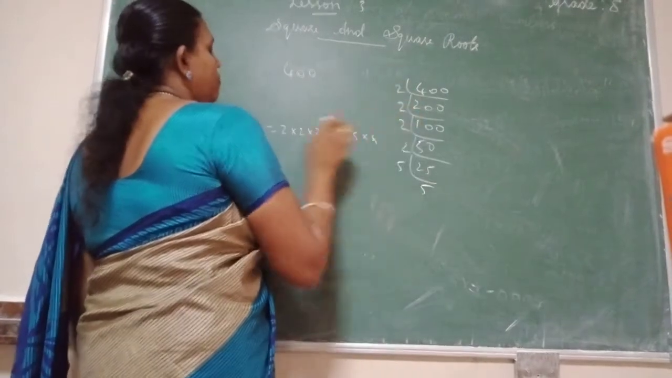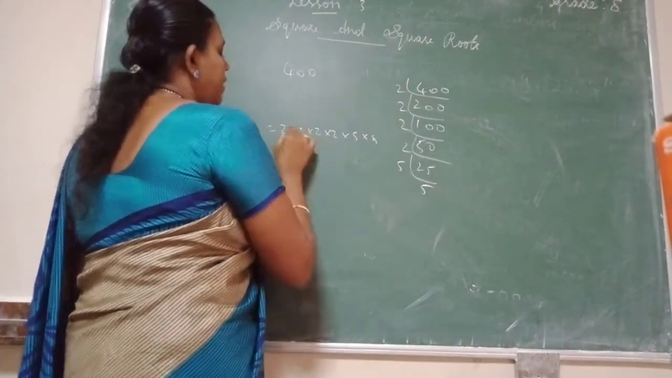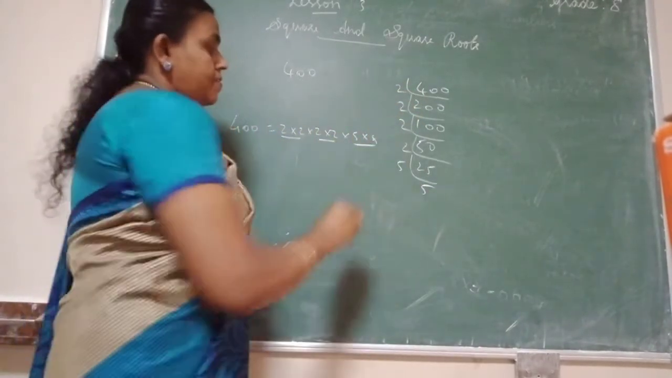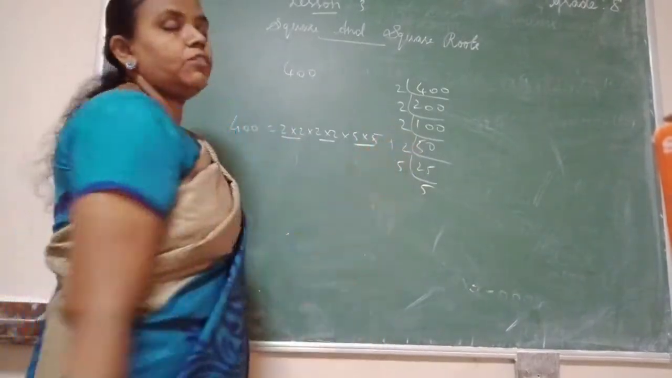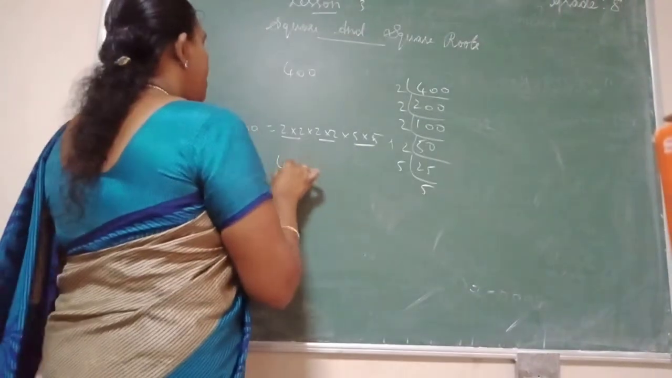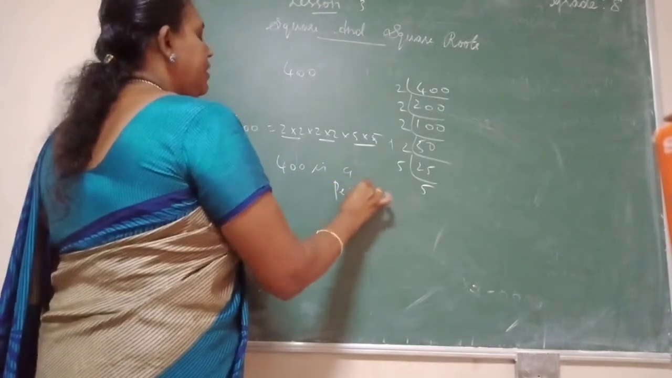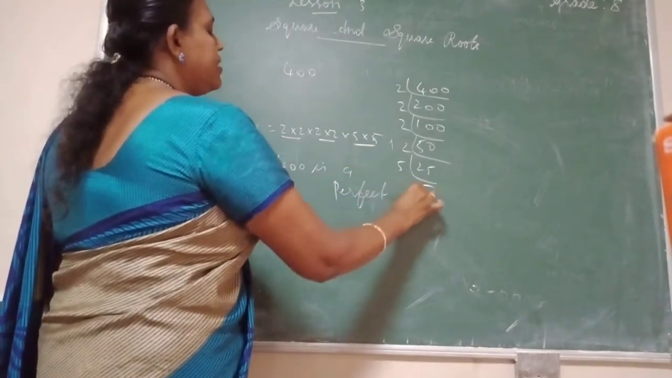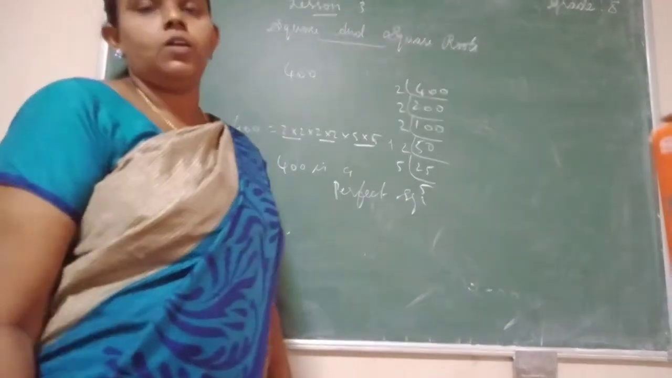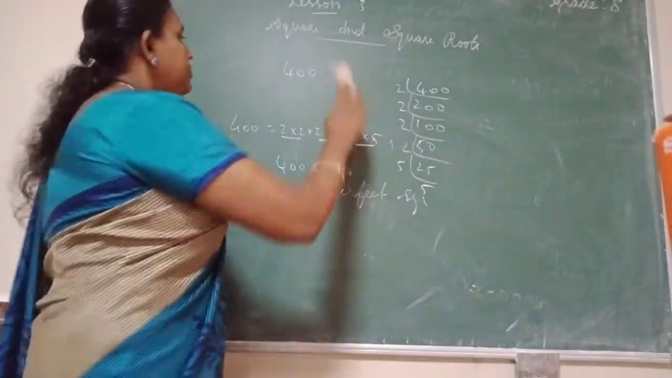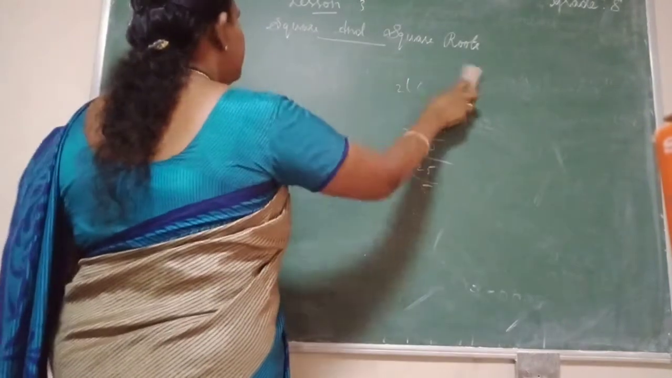1, 2, 3, 4. 1, 2, 3, 4. Okay, pairs. Is any number left out? No. So I can say 400 is a perfect square. Okay. 400 is a perfect square. You understand now? So give another number.